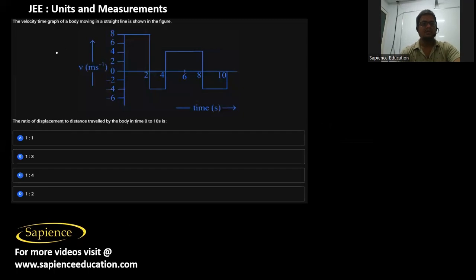Here it is told that the velocity time graph of a body moving in a straight line is shown in the figure. The ratio of displacement to distance traveled by the body in time 0 to 1 second is.